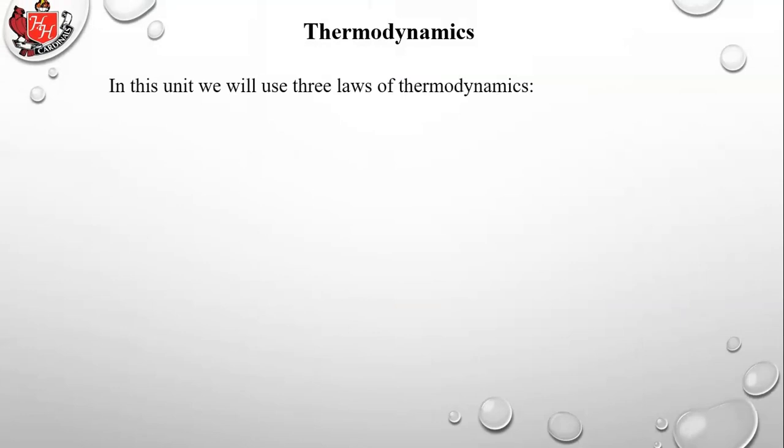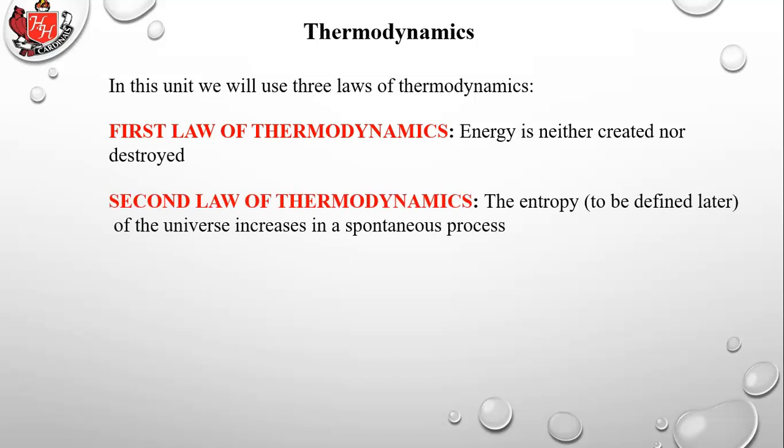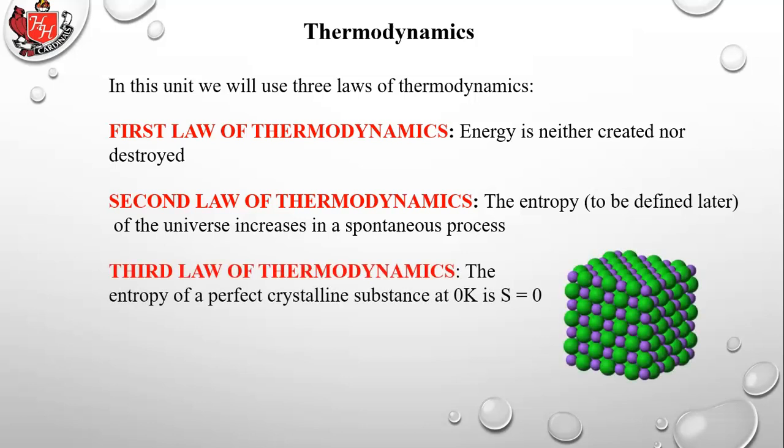In this unit, we will use 3 laws of thermodynamics. The first law of thermodynamics states that energy is neither created nor destroyed. The second law of thermodynamics: the entropy, to be defined later, of the universe increases in a spontaneous process. And the third law is that the entropy of a perfectly crystalline substance at 0 Kelvin, that's the lowest possible temperature in the universe, is equal to 0, and entropy is symbolized by the letter S.